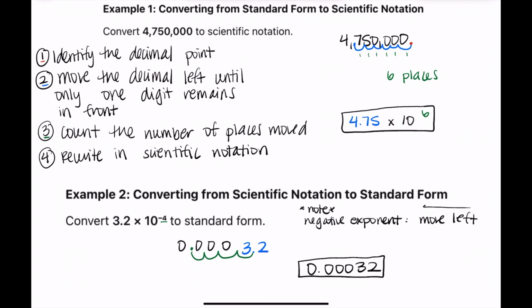If, in an example, it is positive, that just means that you would move right. So that's an important distinction.